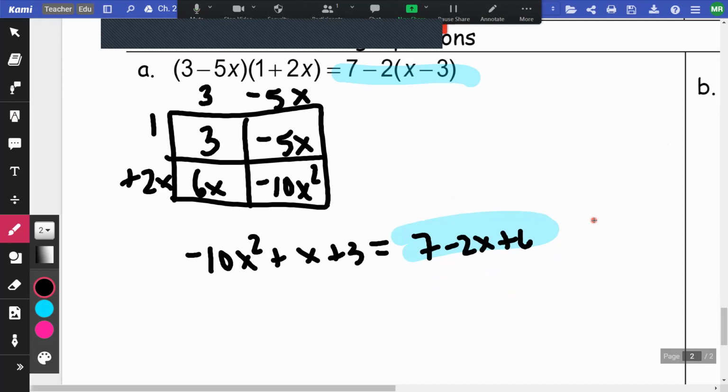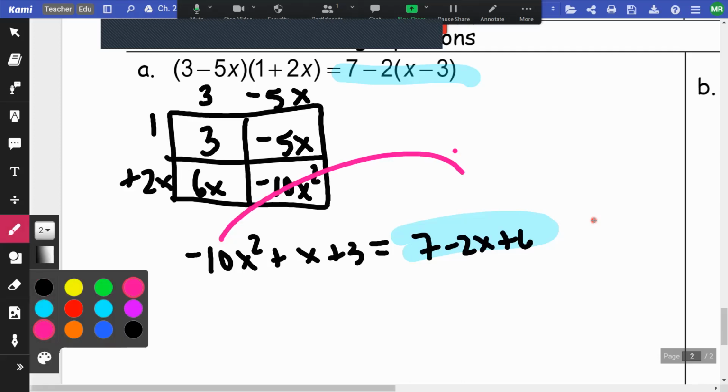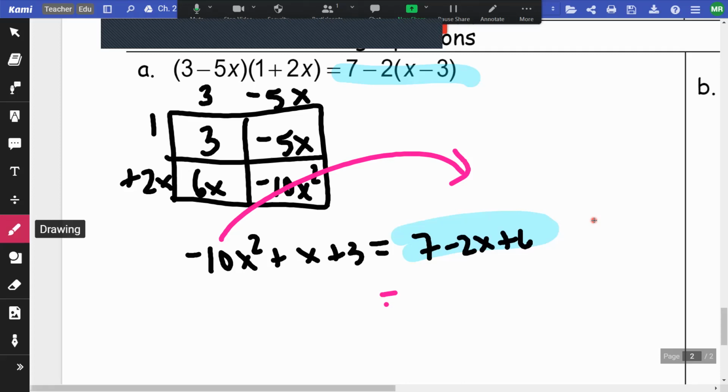So now I have a quadratic. What I personally would do is, when we solve quadratics, we like our x squared positive. So I'm going to bring everything over to this side, because when I do, I would now have a positive 10x squared, because I can add 10x squared to both sides.